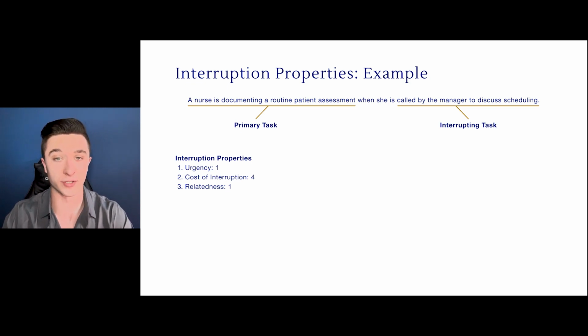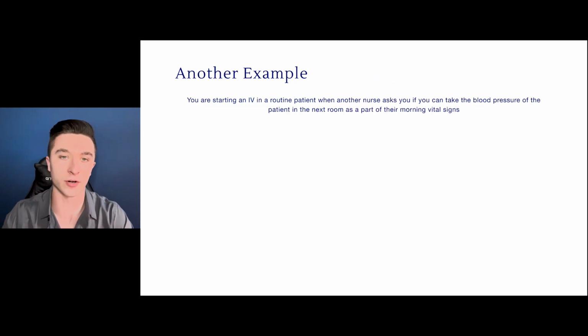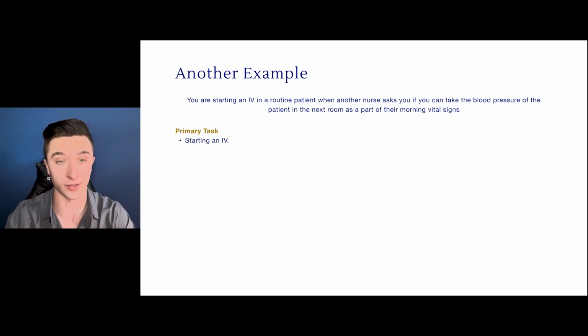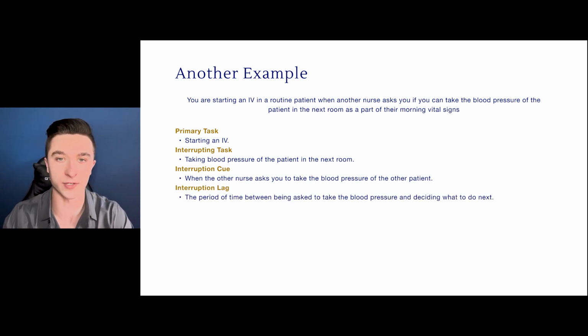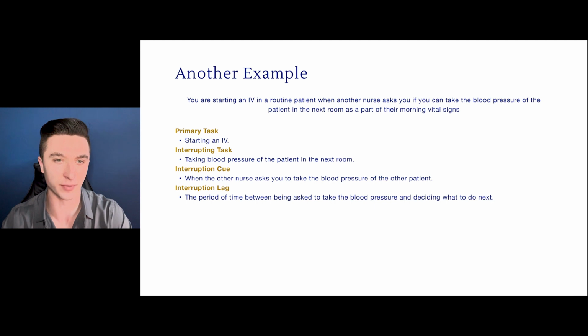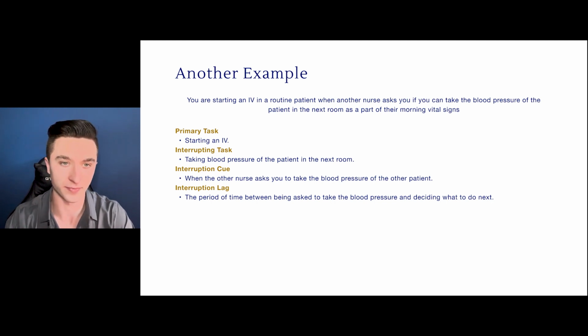Now let's take ourselves through another scenario to really put all of these concepts together in one situation. So imagine that you're starting an IV on a routine patient when another nurse asks you if you can take the blood pressure of a patient in the next room as a part of your morning vital signs. So the primary task here is going to be starting that IV. The interrupting task is going to be taking the blood pressure. And then the interruption cue is going to be the moment when the other nurse asks you to take the blood pressure of the other patient. And our interruption lag is the period of time between being asked to take the blood pressure and then deciding what to do next. So during the interruption lag, we figure out the 3 properties.